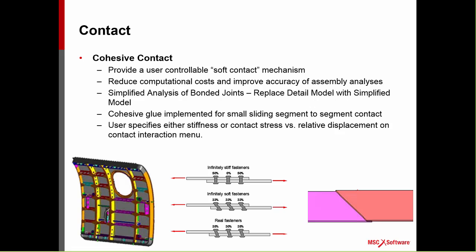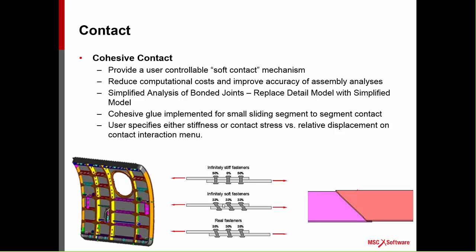Contact. We are always adding new capabilities to contact. What's been introduced in this release, besides improving the reliability of the product, is a concept called cohesive contact. Many people, especially in the aerospace industry, but also in automotive, have a lot of individual fasteners. They could be rivets, or they could be spot welds. And one would love to do detailed analysis of every one of these connectors, but that would be too expensive.